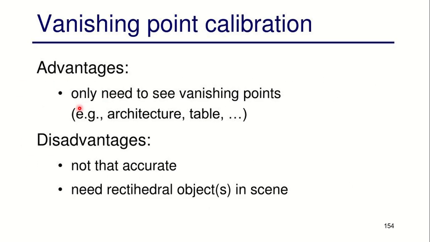The advantages of vanishing point calibration: it only needs to see the vanishing points, for example architecture, tables, etc. And the disadvantages: it is not that accurate and it needs rectahedral objects in the scene.